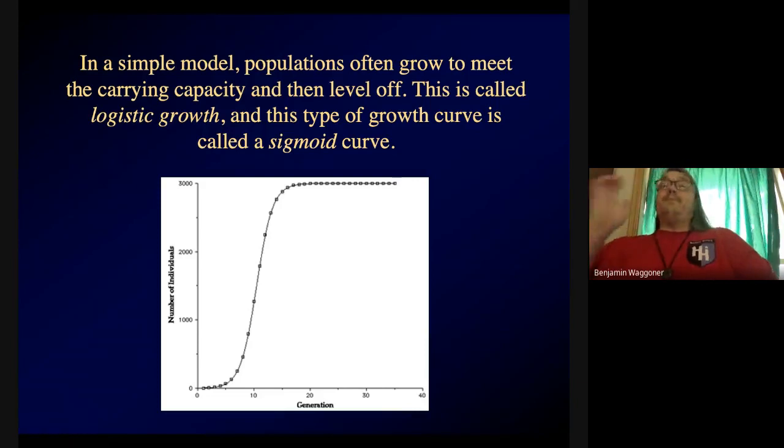Right. So sigmoid means S-shaped, and that describes this curve. And this type of growth, where you get rapid increase and then leveling off, is called logistic growth.